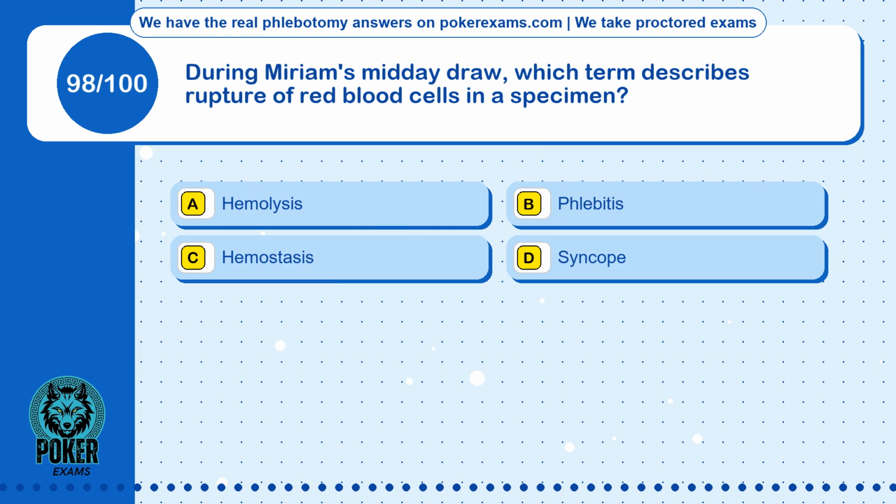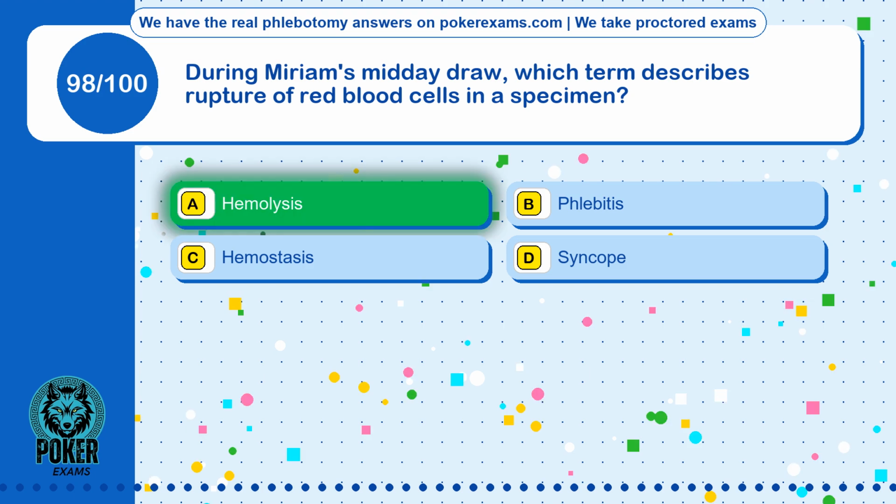Question 98. During Miriam's midday draw, which term describes rupture of red blood cells in a specimen? Option A, hemolysis. Option B, phlebitis. Option C, hemostasis. Option D, syncope. The correct answer is option A.